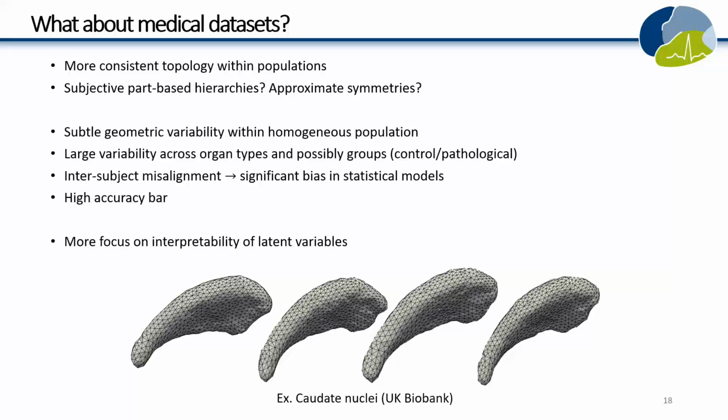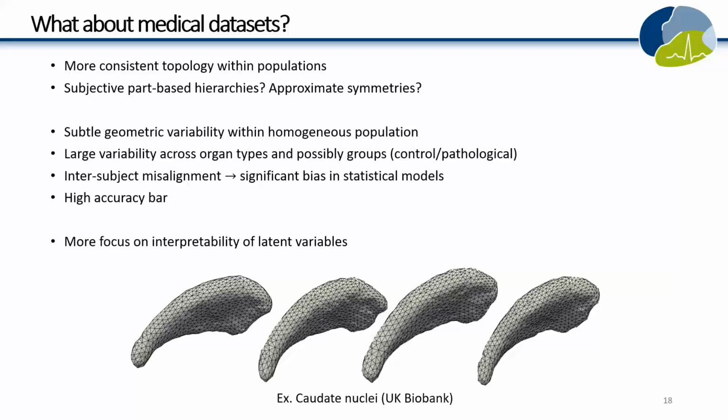Maybe in medical imaging we have less gross variability. We don't have these large topological and geometric changes. But on the other hand, there is really subtle geometric variability, and we really want to capture it accurately. And the issue that comes with that is that now misalignment between shapes has a much more important impact, because what you're interested in is really subtle.